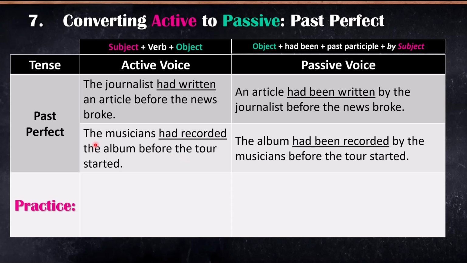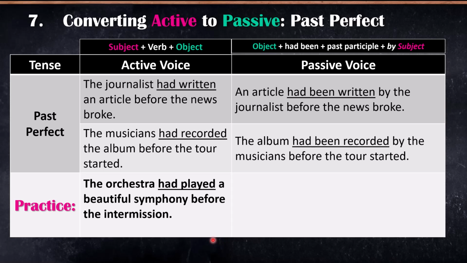Another example, the musicians had recorded the album before the tour started. In the passive, the album had been recorded by the musicians before the tour started. Let's do one final practice before our quiz.